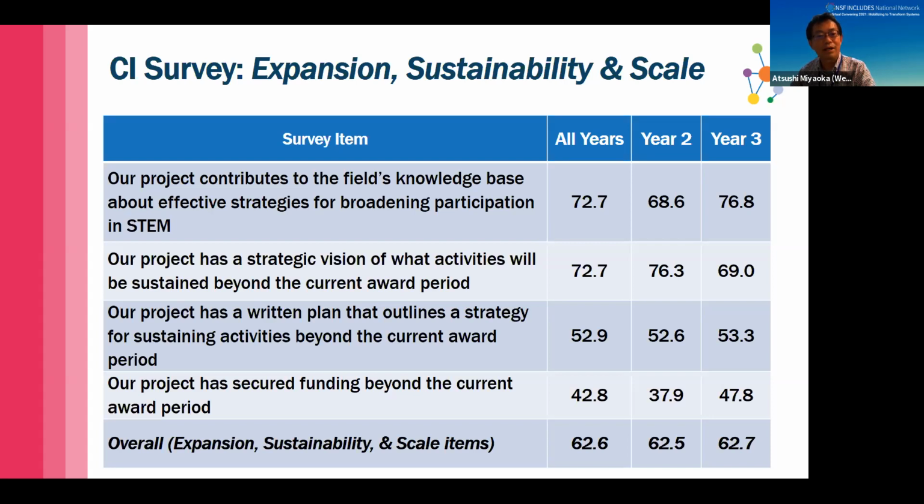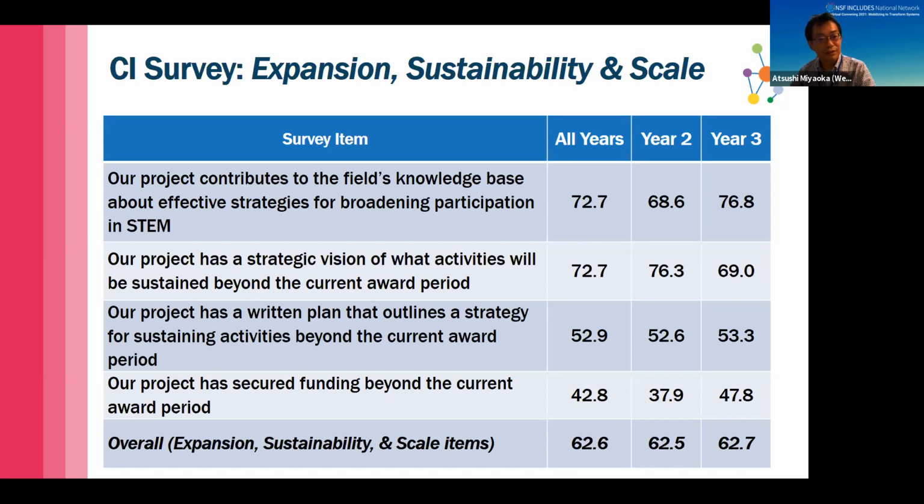Also, we observed a wider score range between the highest and the lowest. The first 2 items on the table, our project contributes to the field's knowledge base about effective strategies for broadening participation in STEM, and our project has a strategic vision of what activities will be sustained beyond the current award period, are the 2 items that have the highest score of 72.7. The last item on the table, our project has secured funding beyond the current award period, has the lowest score of 42.8.